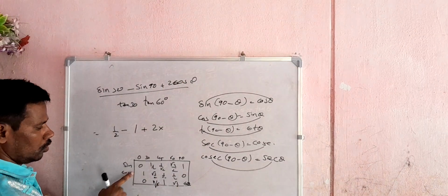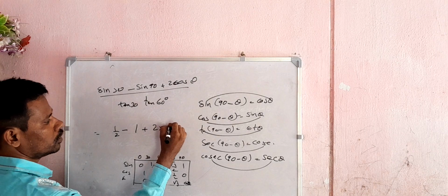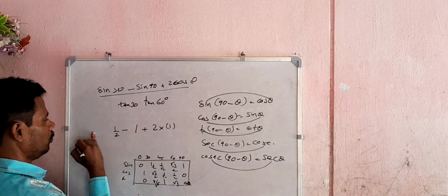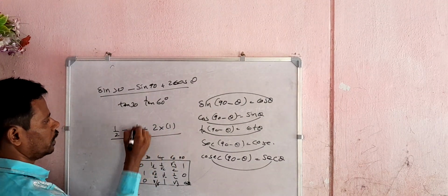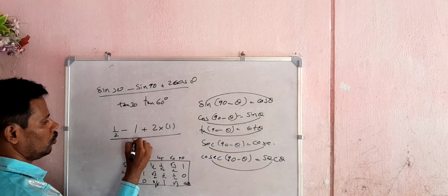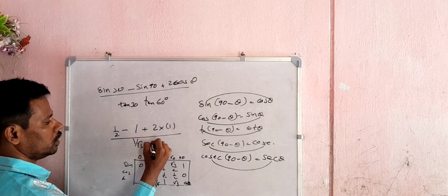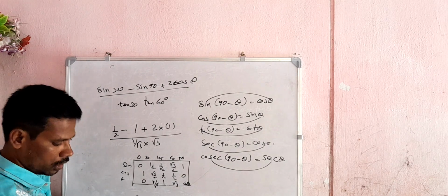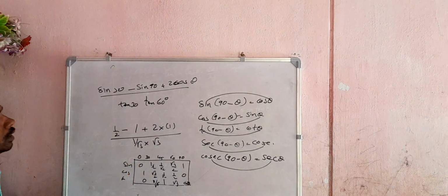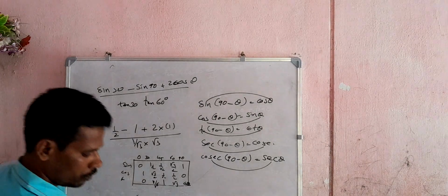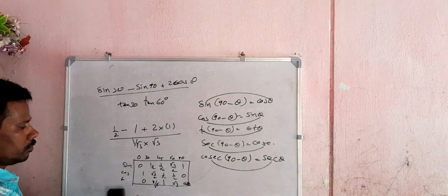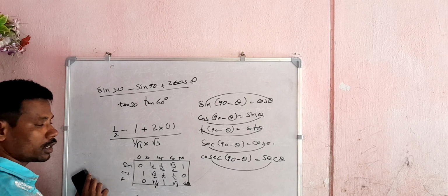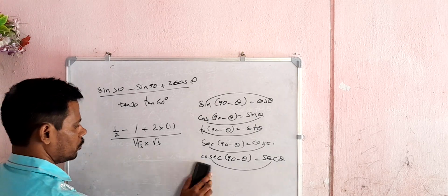2 into cos 0. Cos 0 is 1, by tan 30. Tan 30 is 1 by root 3. Tan 60 is root 3. Just see this table here. Now how will you do this problem? I am erasing the table. You need to learn this one by heart.